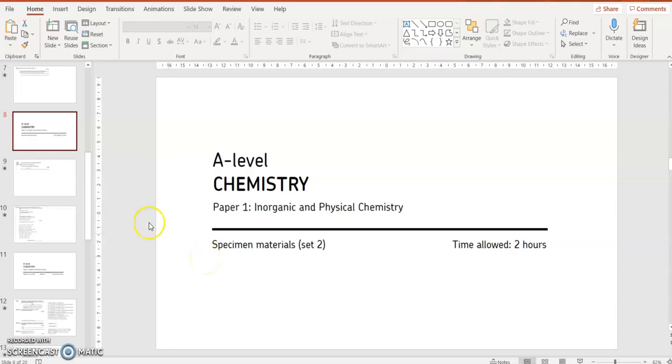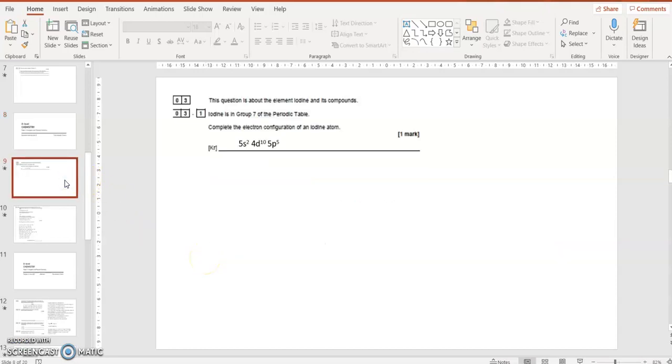Paper 1, Set 2, Specimen Set 2. Question number 3.1. The electronic configuration of iodine.